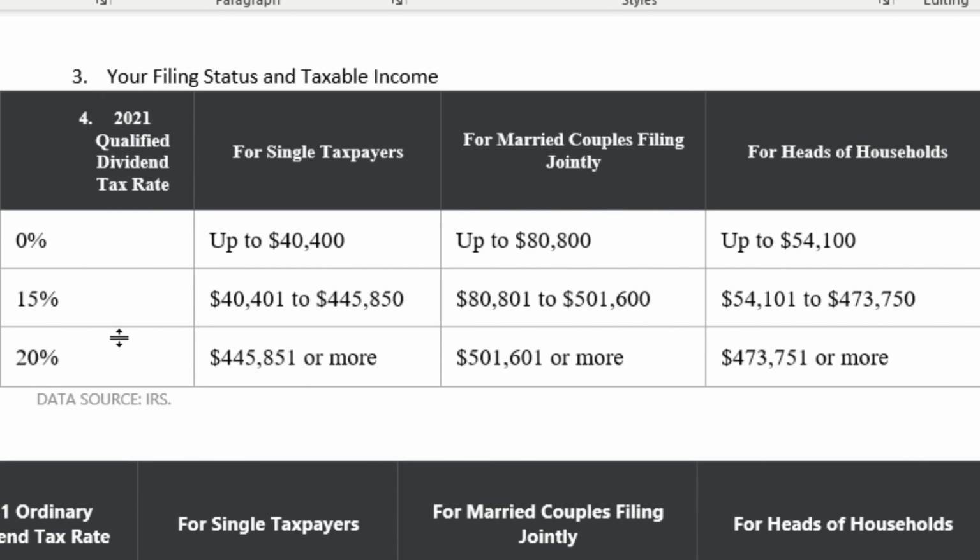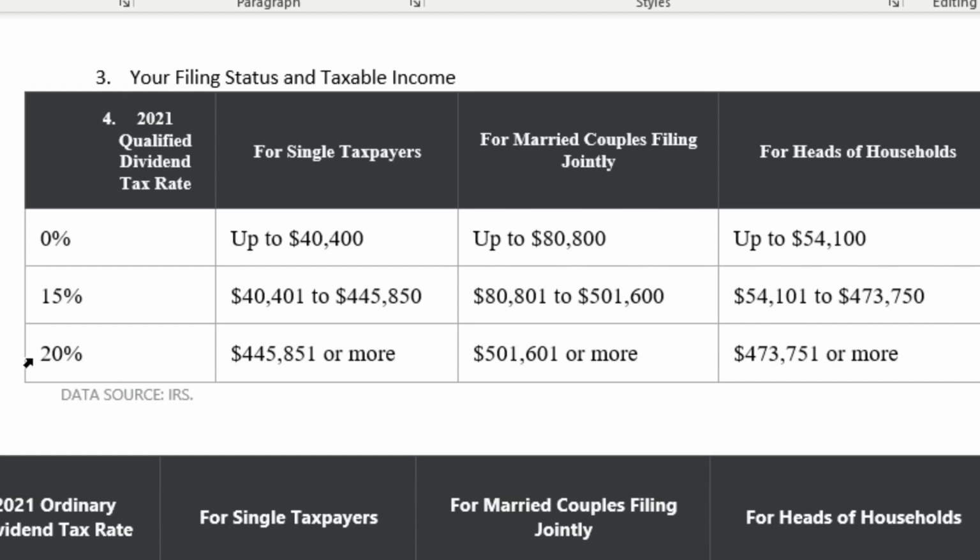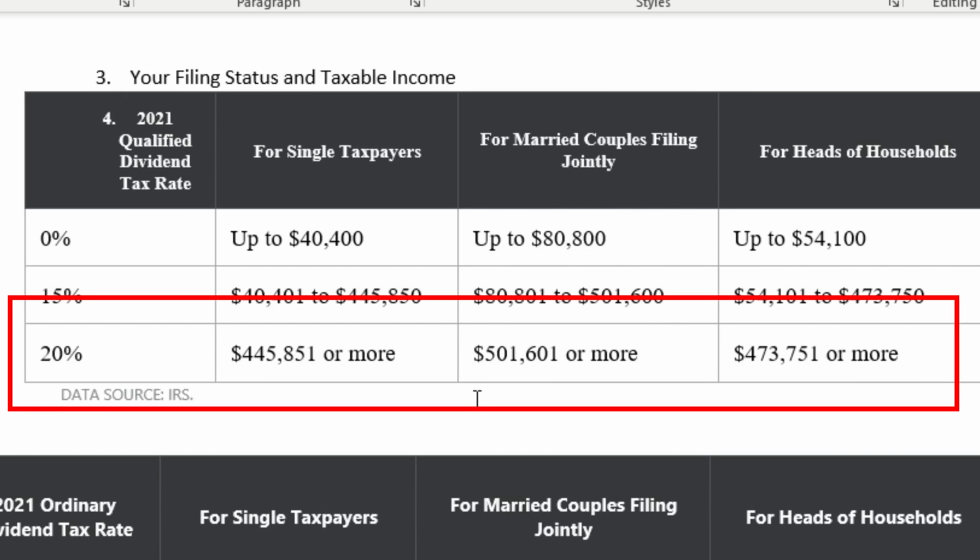Now, if you happen to have taxable income over $40,000 but less than $445,000 for single taxpayers, or $80,000 to $501,000 for married filing jointly, then you will be taxed on your qualified dividend income at 15%. That's probably a lot less than you would pay at your ordinary income tax rates. And then the last tax rate here would be 20% if you happen to have total taxable income of over $445,000 for single or $501,000 for married filing jointly.